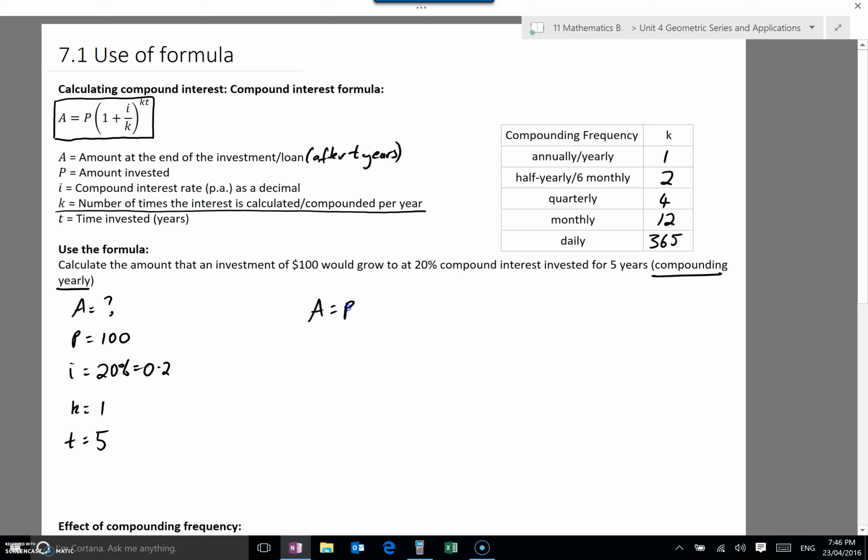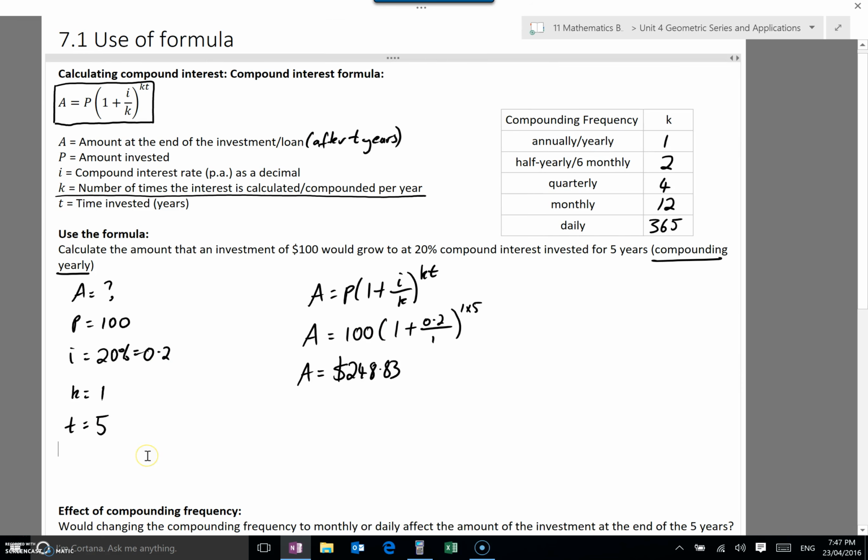Make sure we write our formula down, and then substitute in the values that I know. So I don't know A, I know P, 1 plus 0.2 on 1 to the power 1 times 5. So I end up with being able to just basically put this into my calculator. And I'll end up with $248.83 at the end of 5 years. That's basically how it works.